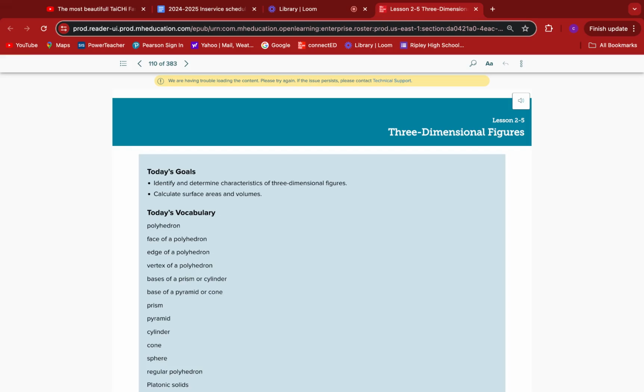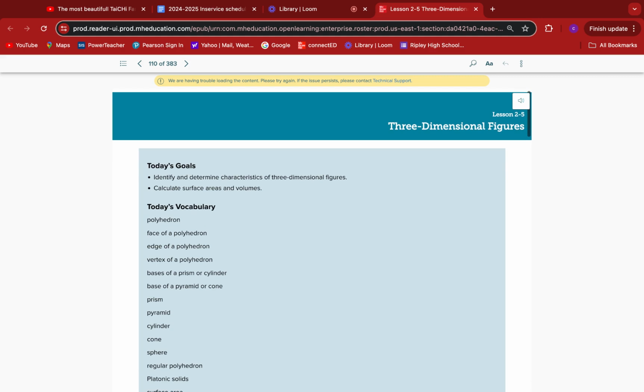Hey everybody, we are in the Tennessee Reveal Geometry Lesson 2.5 on three-dimensional figures. And three-dimensional figures are what you think: cylinder, cone, prism, pyramid. It's all of those figures that have length, width, height, three things going on.